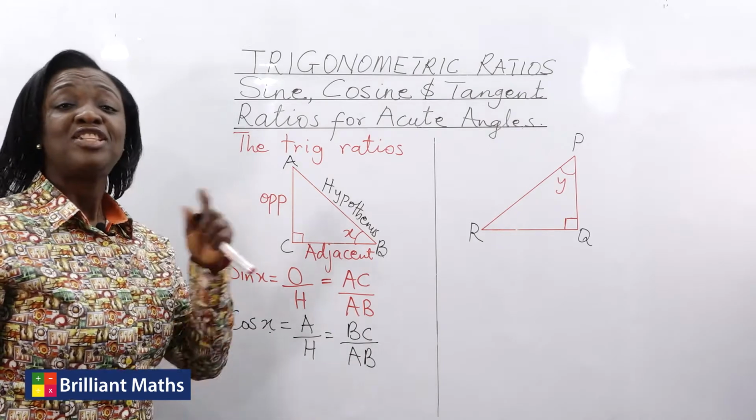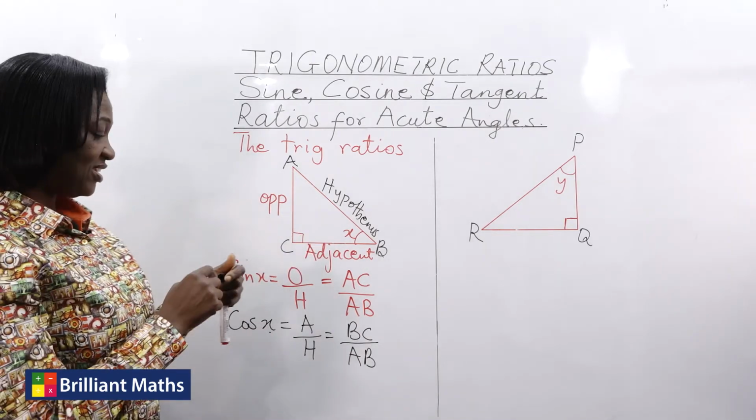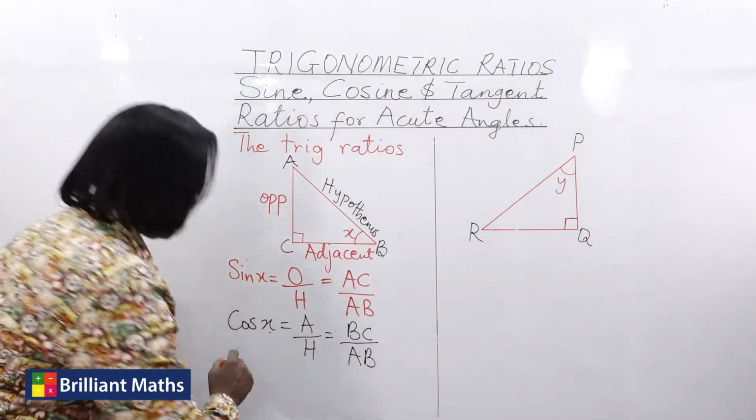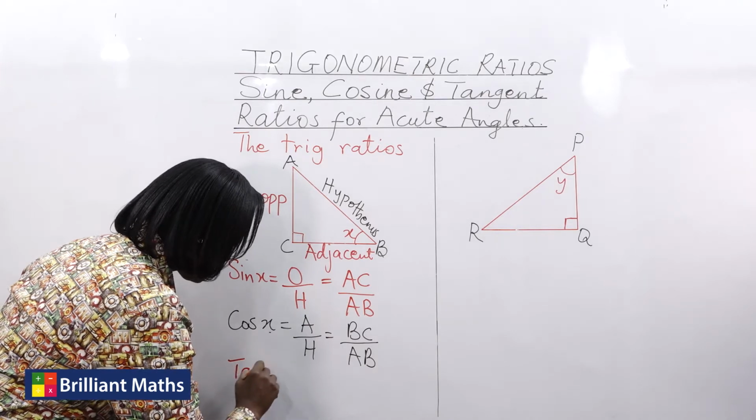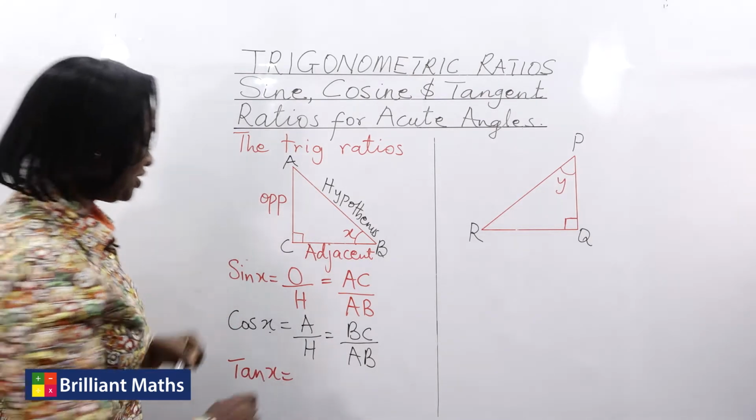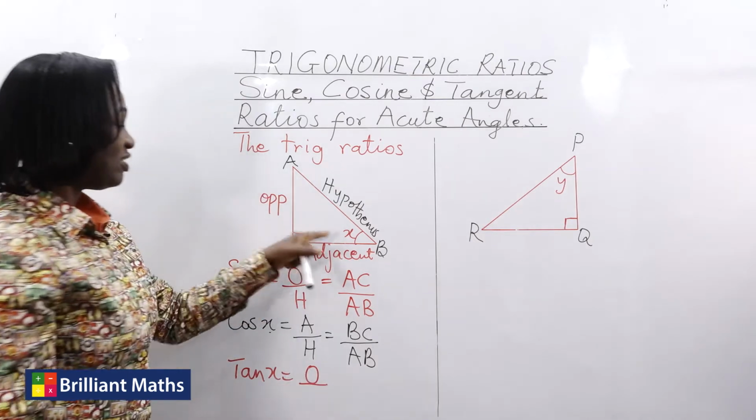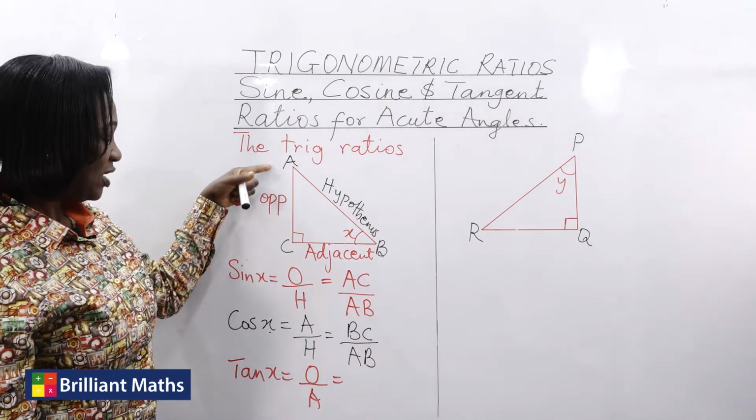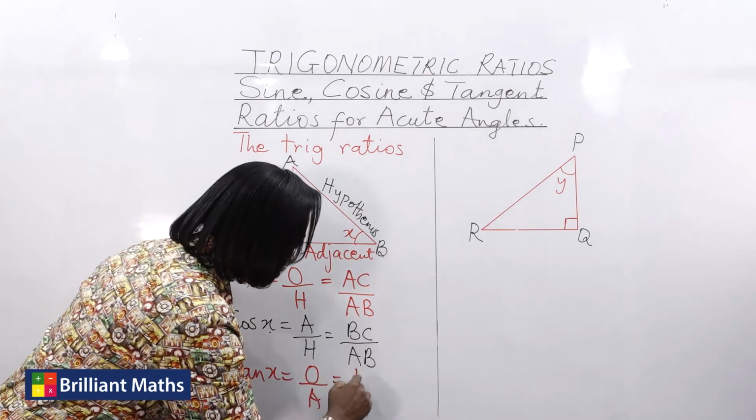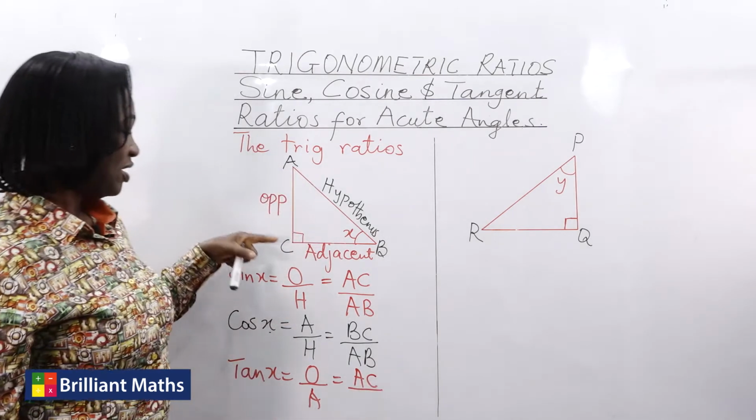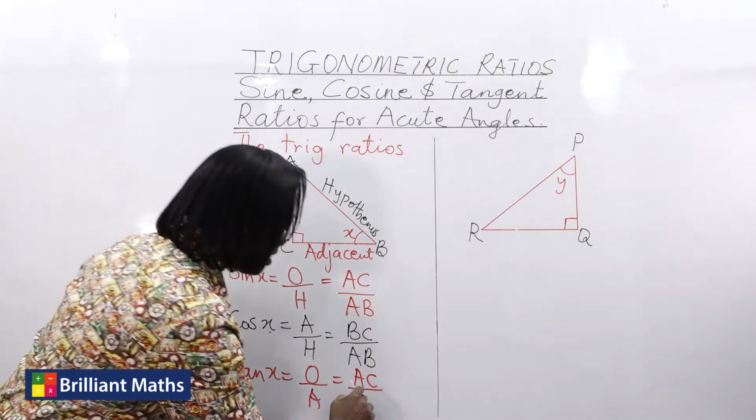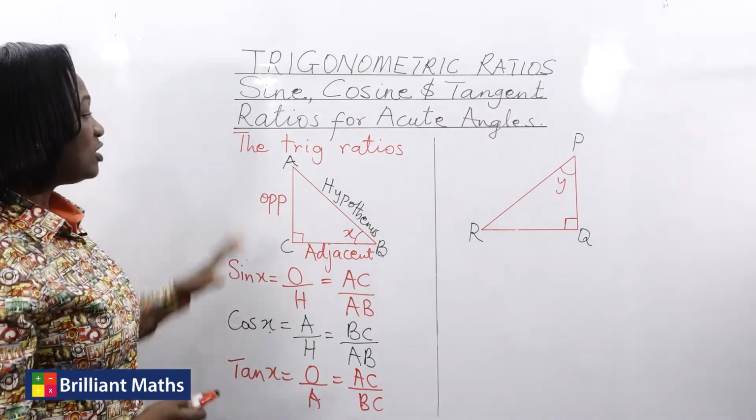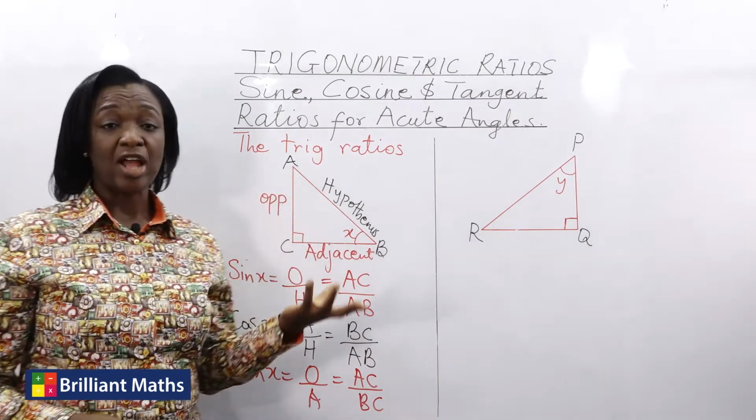And finally, the tangent of angle X. The ratio for tangent is opposite over adjacent. So tan X is equal to the opposite, O, over the adjacent, A. That gives us the opposite is AC over the adjacent is BC. So that's how to find the trig ratios for a right-angled triangle.